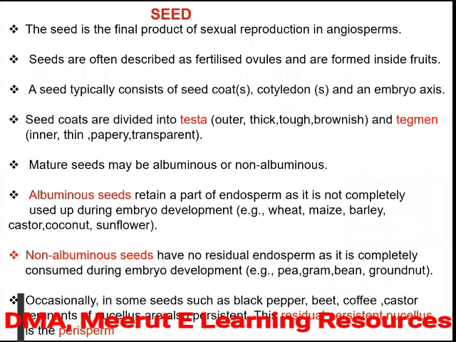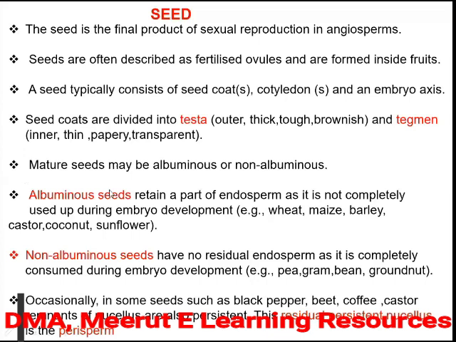So you can see that seeds are actually fertilized ovules, and they consist of seed coat, cotyledon, and embryo axis. Seed coats are divided into the testa, which is formed from the outer integument. It is thick, it is tough, and it is brownish. And the inner integument is going to convert into the tegmen, which is inner, thin, papery and transparent. A mature seed may be albuminous, which we call endospermic seed, or non-albuminous, which is also called non-endospermic seed.